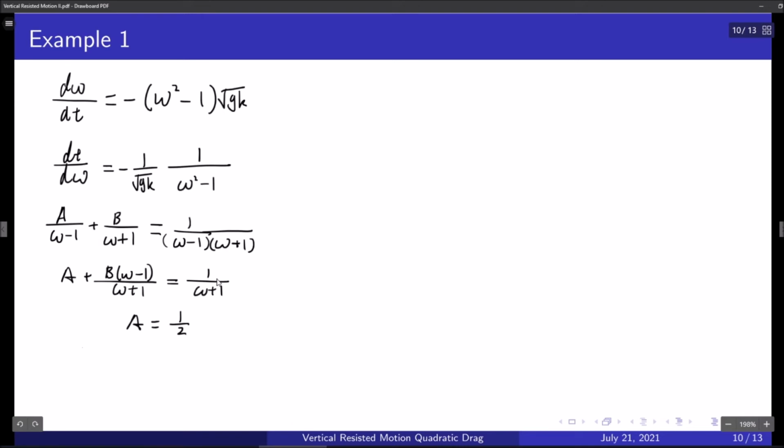Similarly for b, so a times omega plus 1 over omega minus 1 plus b equals 1 over omega minus 1.